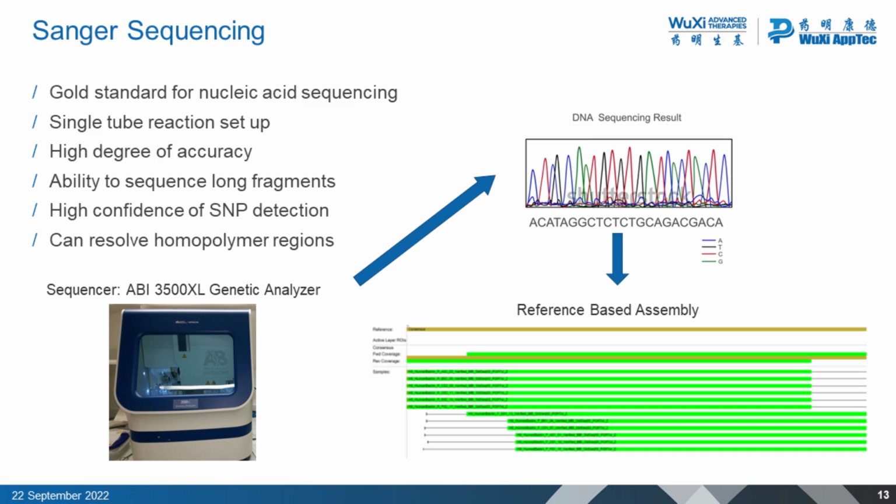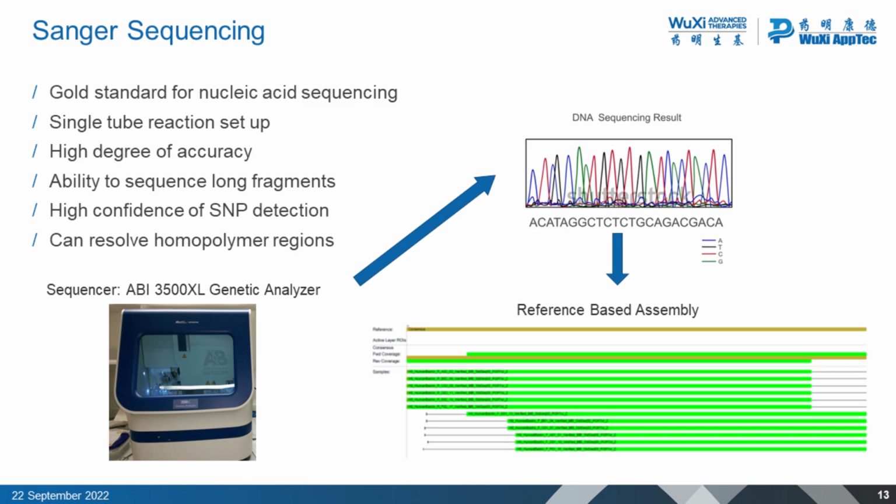The samples are loaded into the ABI genetic analyzer. The genetic analyzer obtains a chromatogram as shown here in the image. A software then converts the chromatogram into reads. The reads are then aligned in reference to the sequence that was provided by the client. It does this in a nucleotide by nucleotide approach.